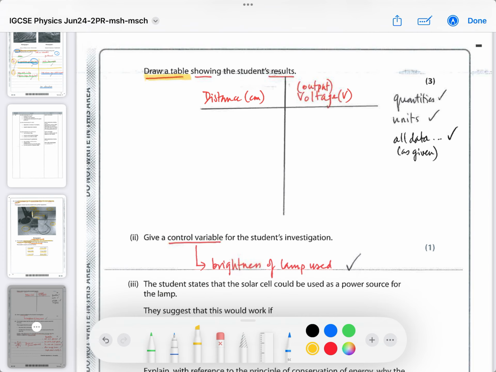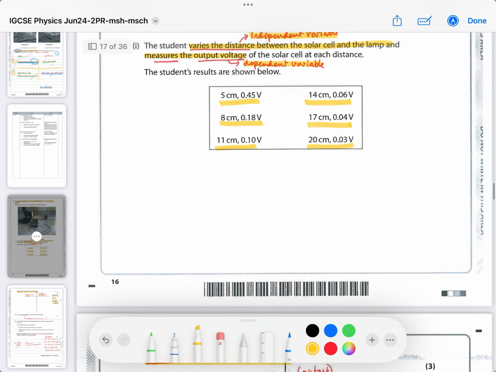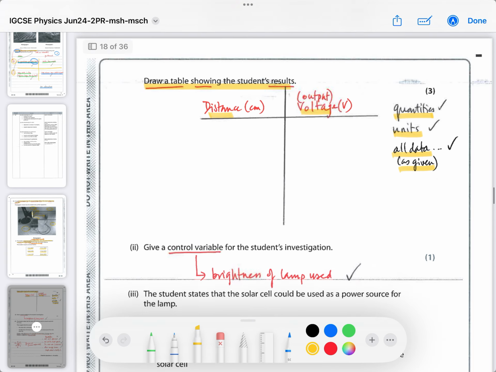They just want you to draw the table and put the results in a table. So they will give you a mark for putting the quantities, distance and output voltage. You need to put the relevant units for the second mark and include all the data as given. That means getting the same number of decimal places that the student had here. All you've got to do is transfer it. So it's a scientific method.